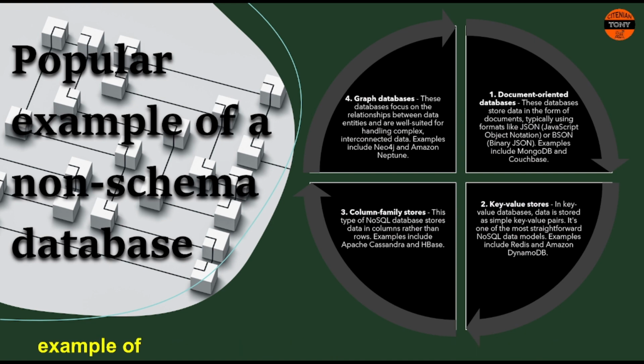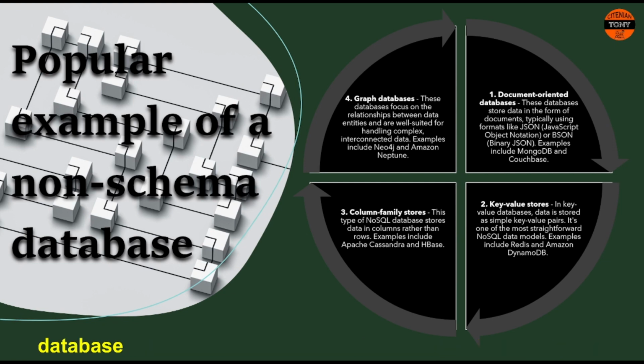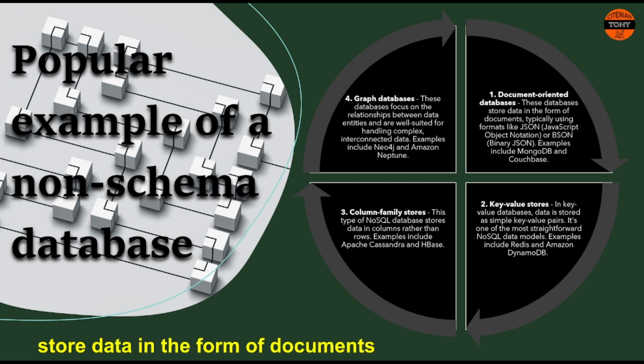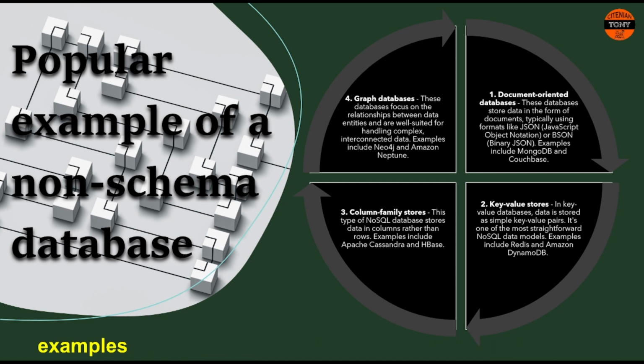One popular example of a non-schema database is the NoSQL, not only SQL, database. NoSQL databases come in different flavors, including: 1. Document-oriented databases. These databases store data in the form of documents, typically using formats like JSON, JavaScript Object Notation, or BSON, Binary JSON. Examples include MongoDB and Couchbase.